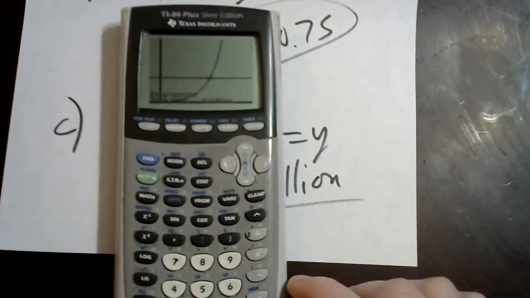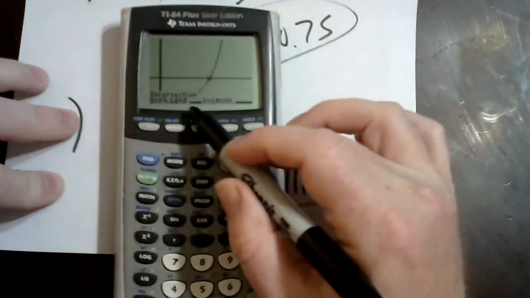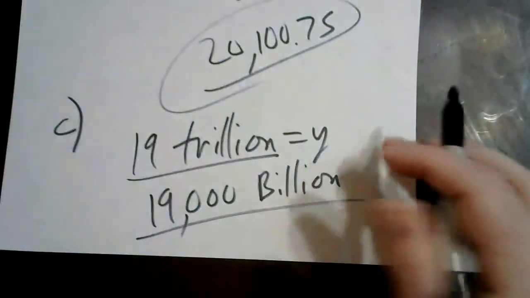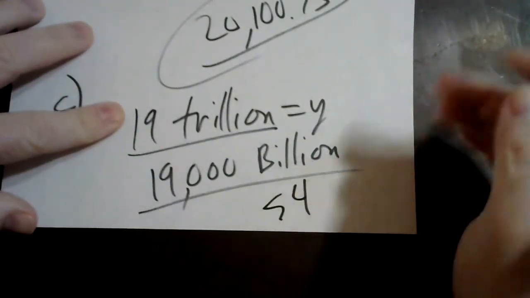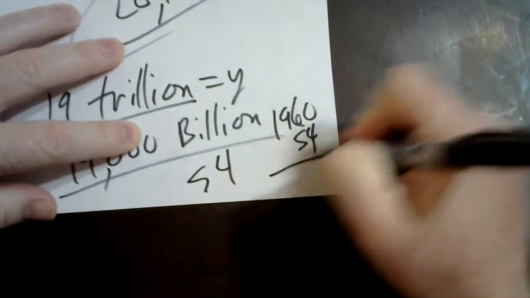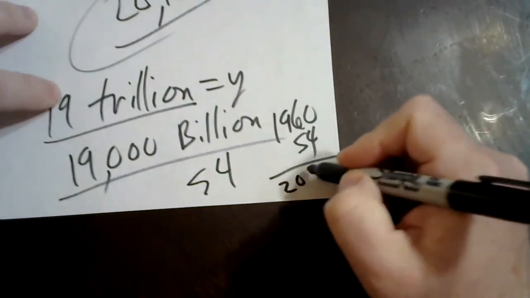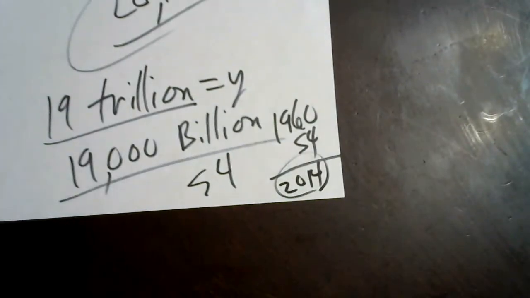Hit enter 3 times. And it's really just the x value that you're looking for. And I would just round to the nearest year. It looks like 54 is the nearest x value. But the answer is not 54. Remember, the base year is 1960. So you would just add 54 to 1960, which I believe would give you 2014. Let me see. Yeah, it's 2014. So in 2014, it should reach about 19 trillion.